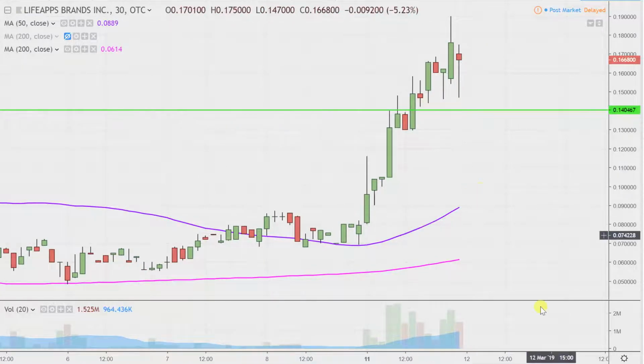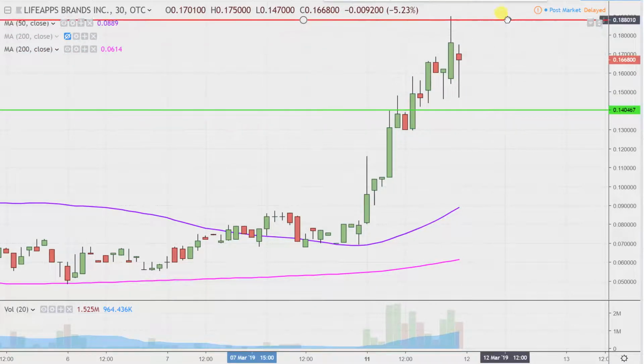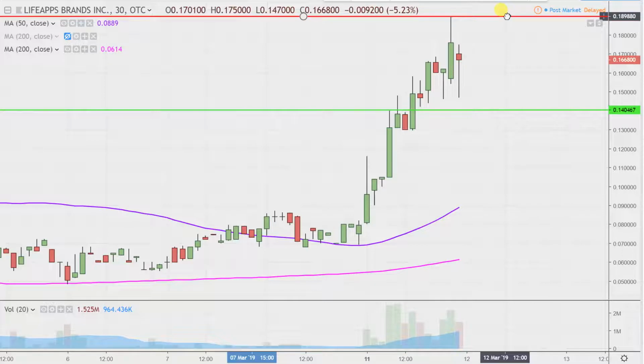What about areas of resistance? As far as where the sellers are hanging out at, pretty straightforward. Nothing complicated other than the fact that the party finally stopped today up there at 19 cents. So 19 cents will be public enemy number one going into Tuesday.